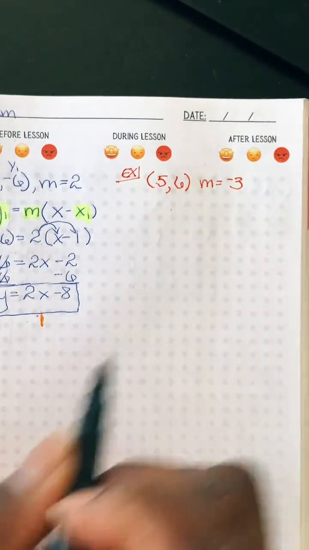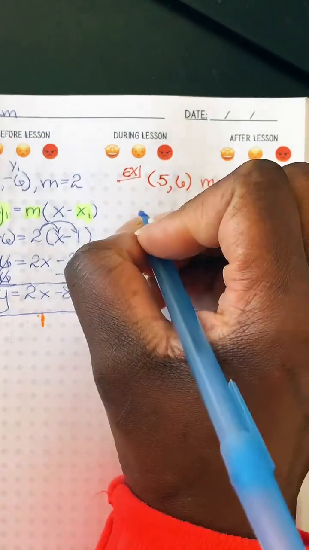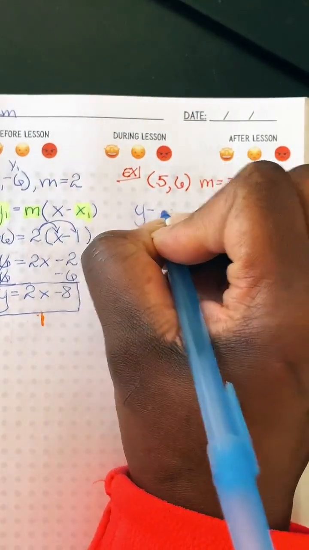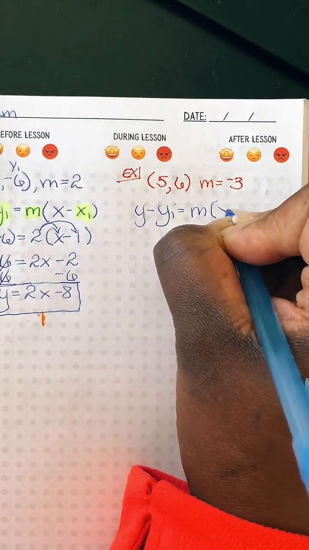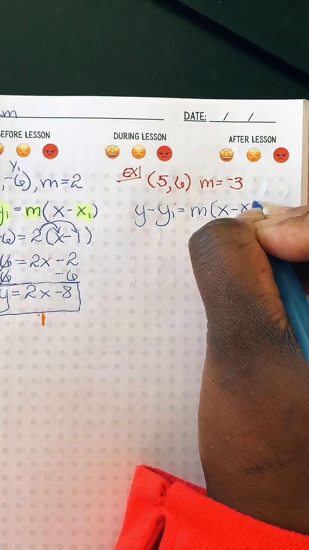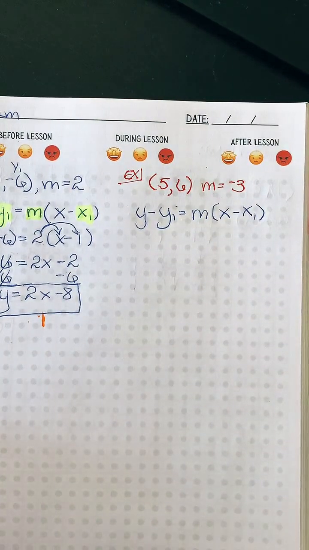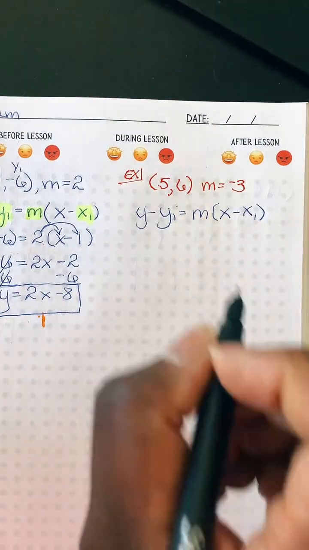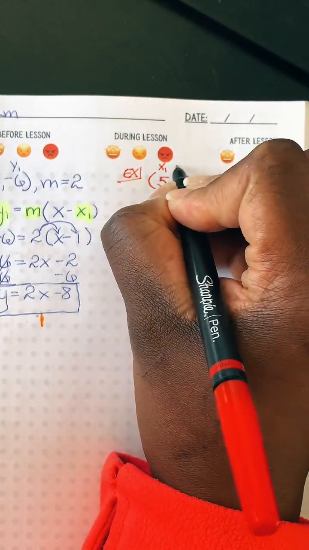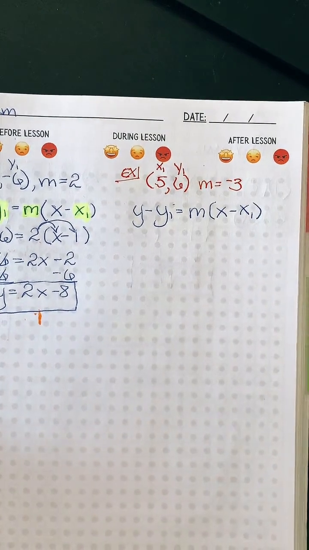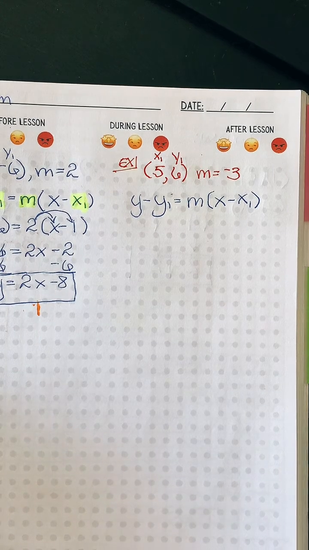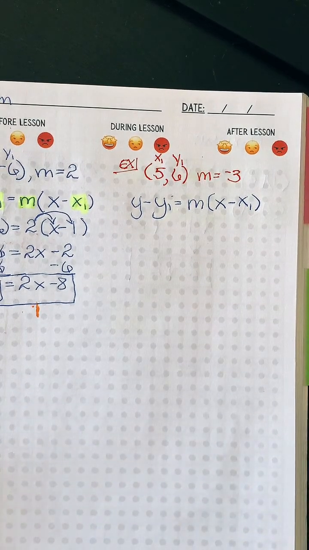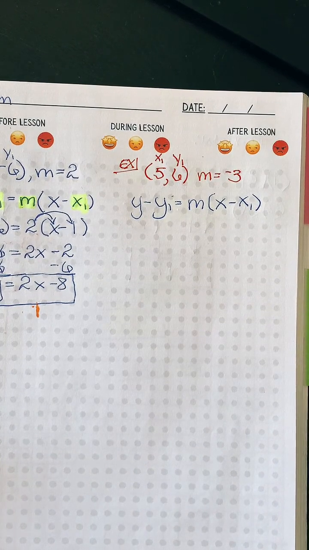Okay, so remember, here's the formula. Let me rewrite it so you can see it right here. So it's y minus y1 equals m times x minus x sub 1. Okay, the 5 is going to be your x sub 1, and your 6 is going to be your y sub 1. Okay, so we're going to plug it in.